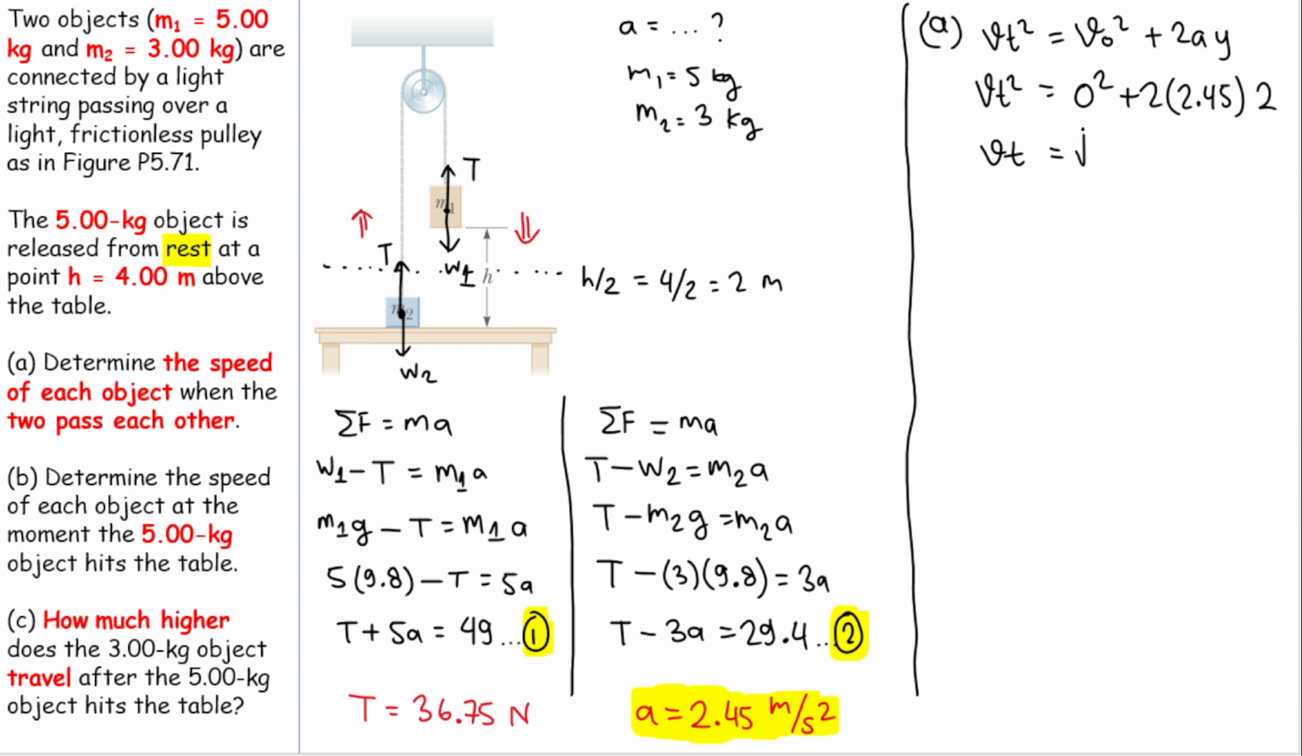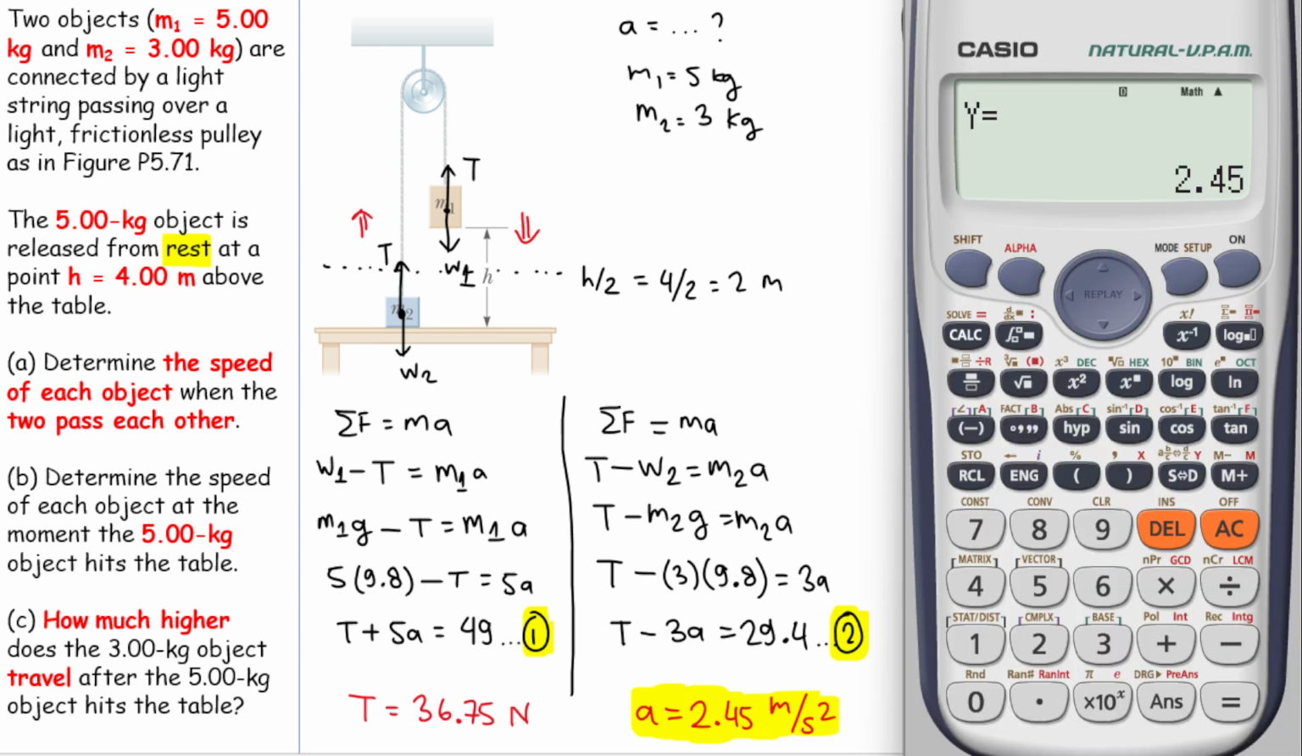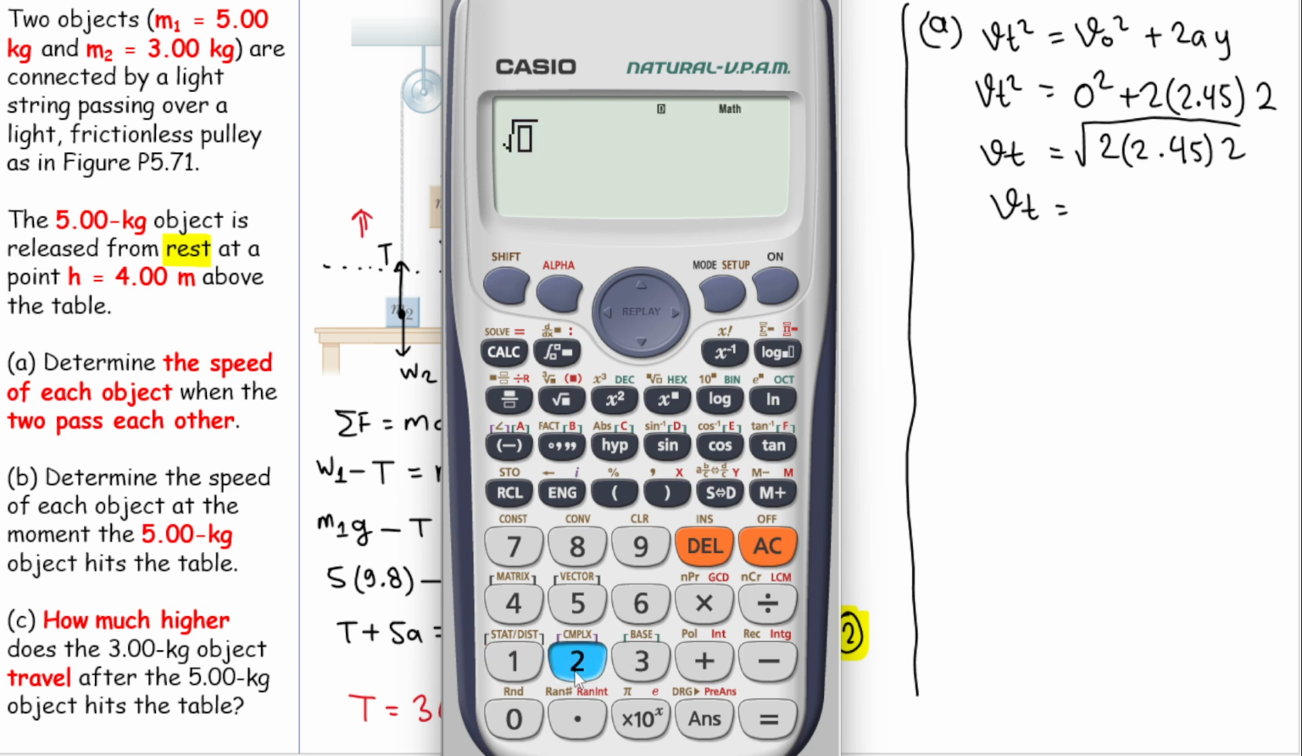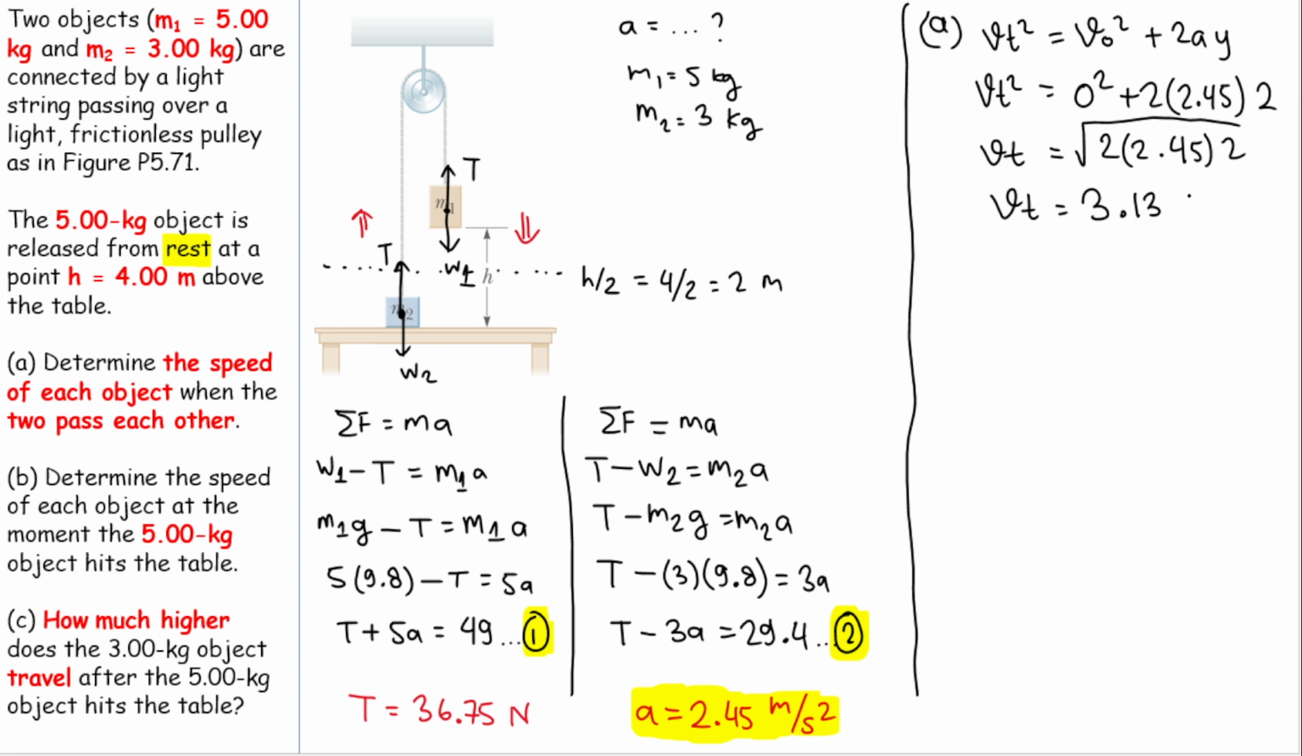Or we can just take the square root of it, right? So I'll have 2 multiplied by 2.45 and then multiplied by 2. So we have our speed here when it is halfway. What is that? Let's use our calculator here. Square root of 2 times 2.45 multiplied by 2, and we'll have 3.13. 3.13, and the unit here will be meter over second. Good. And now let's answer question B.